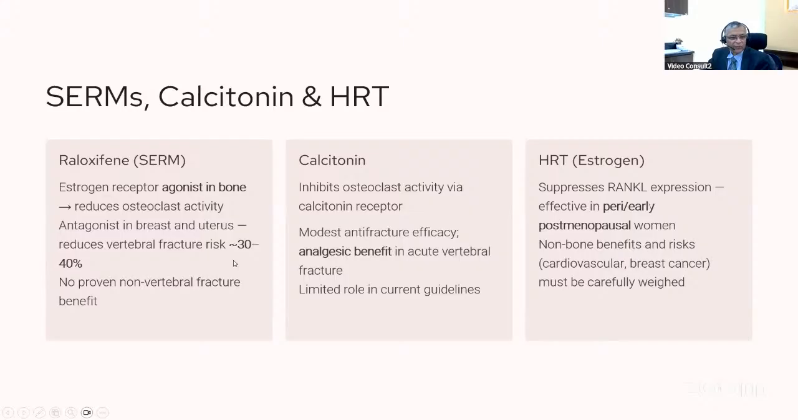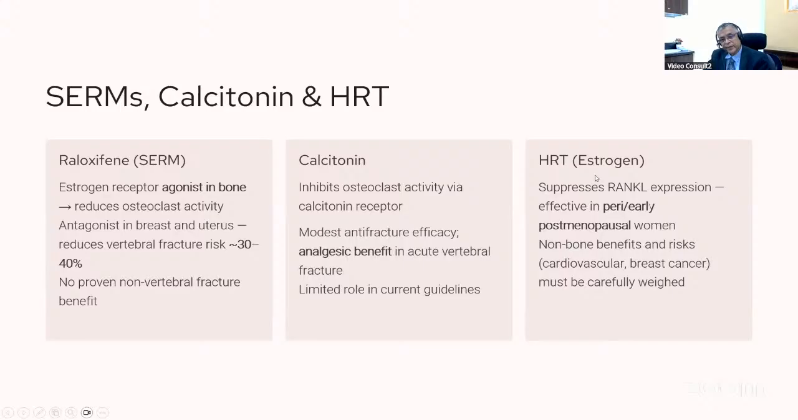But there is no proven effect in fracture benefits. This drug is not used nowadays because of the side effects, or because of vascular thromboembolism or other adverse effects. They don't use it. The other drug is a class of human hormone receptor treatment, that is estrogen. They suppress the RANK ligand expression effectively in the peri and early postmenopausal episode.